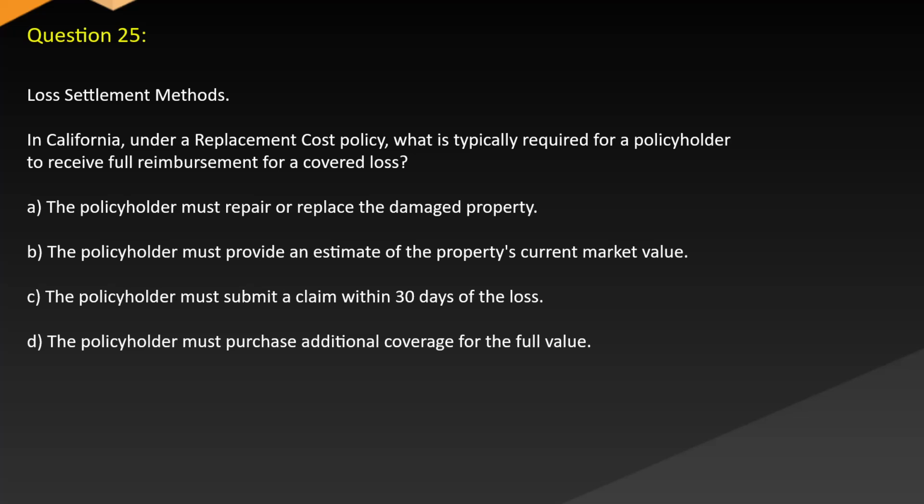Question 25. Loss settlement methods. In California, under a replacement cost policy, what is typically required for a policyholder to receive full reimbursement for a covered loss? A. The policyholder must repair or replace the damaged property. B. The policyholder must provide an estimate of the property's current market value. C. The policyholder must submit a claim within 30 days of the loss. D. The policyholder must purchase additional coverage for the full value.